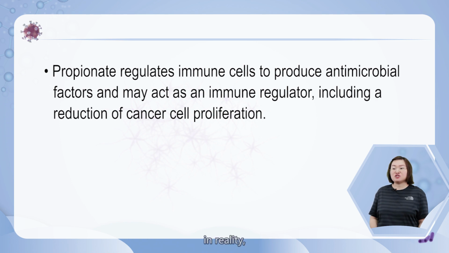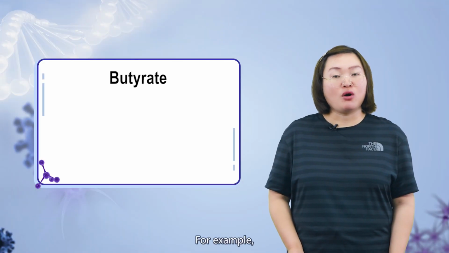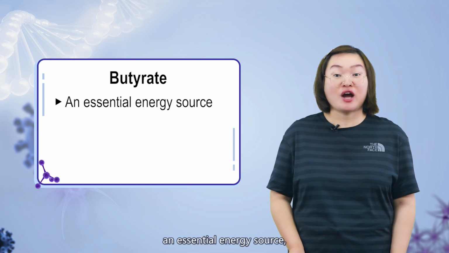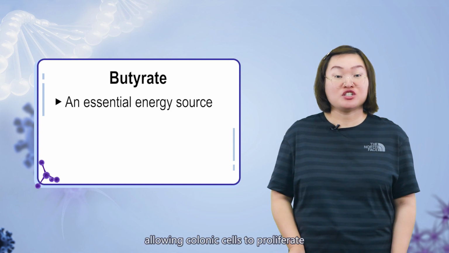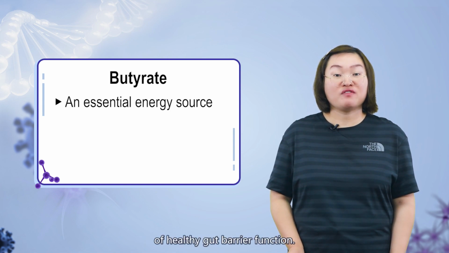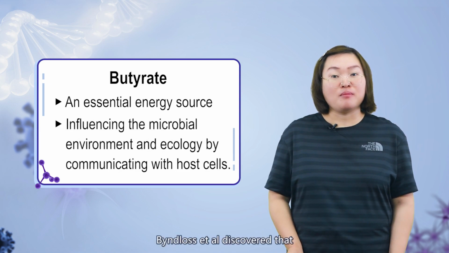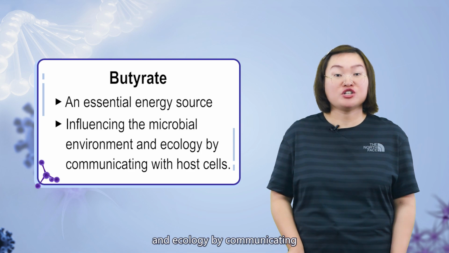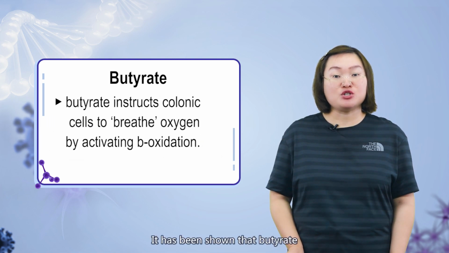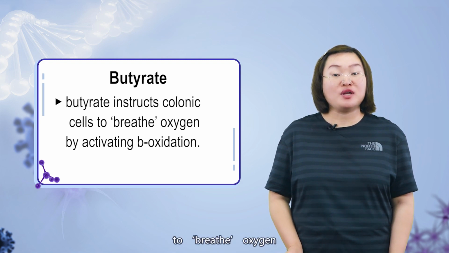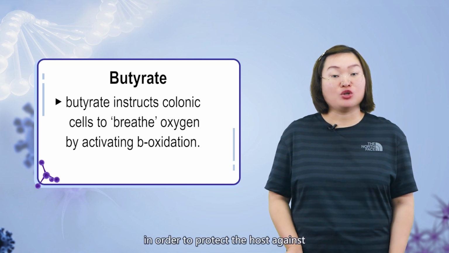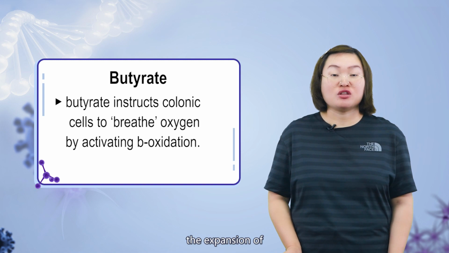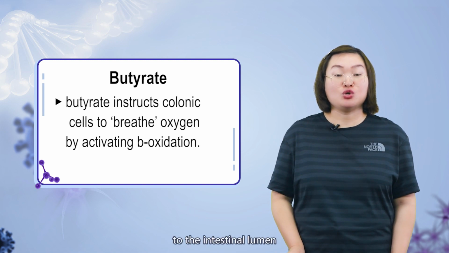Along these lines, in reality, the mechanism of action of some short-chain fatty acids might be very different from what has previously been thought. For example, butyrate has been considered for decades to be an essential energy source, allowing colonic cells to proliferate and contributing to the maintenance of healthy gut barrier function. However, in a recent study, Byndloss discovered that butyrate may also strongly influence the microbial environment and ecology by communicating with host cells. It has been shown that butyrate instructs colonic cells to consume oxygen by activating beta oxidation in order to protect the host against the expansion of potential pathogenic bacteria into the intestinal lumen.